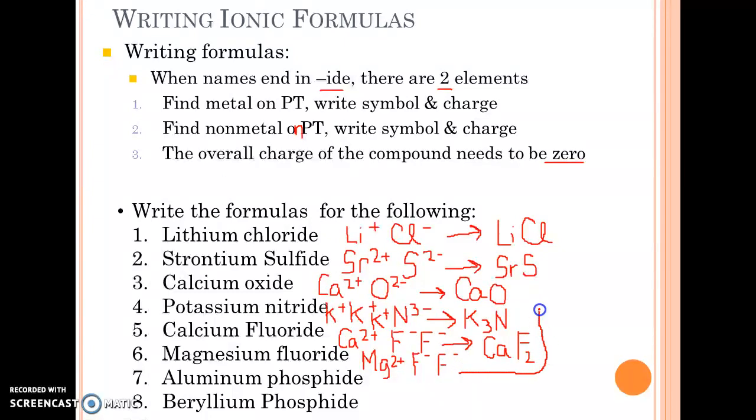So I'm going to put this up here, follow the arrow. I have 1 magnesium and 2 fluorines. So I write magnesium once and I have fluorine twice. Try to do number 7 and 8. Pause the video so that you can do number 7 and 8.